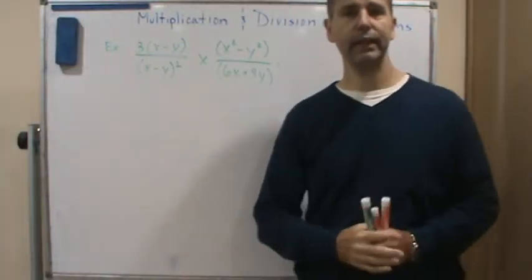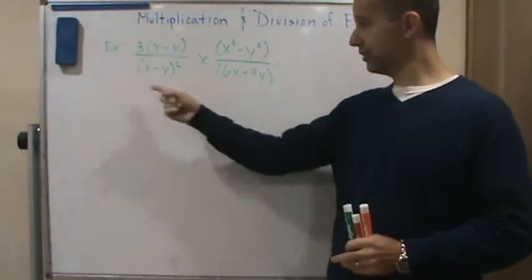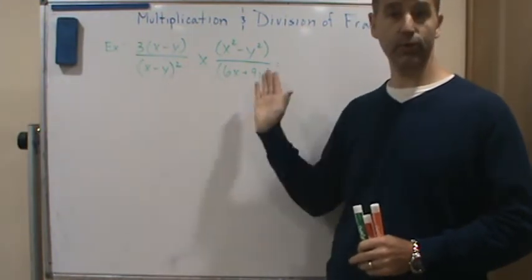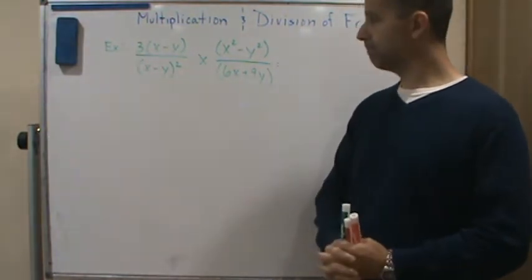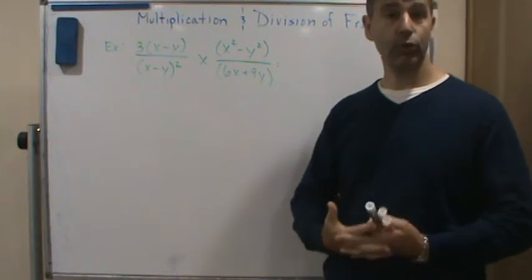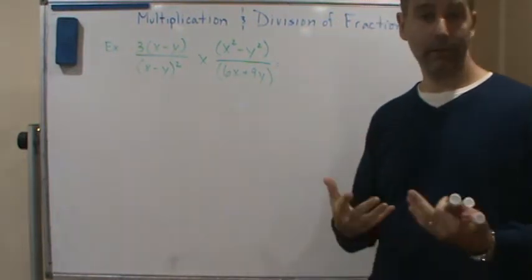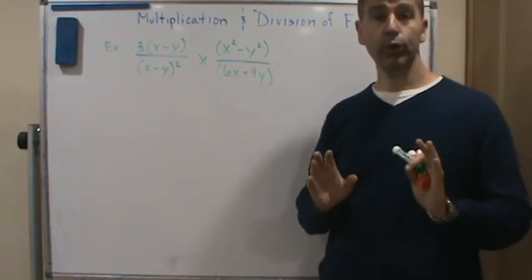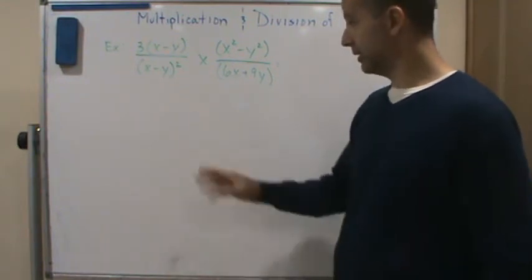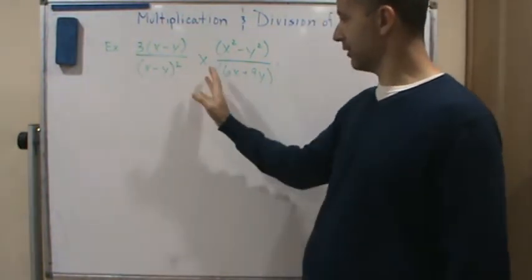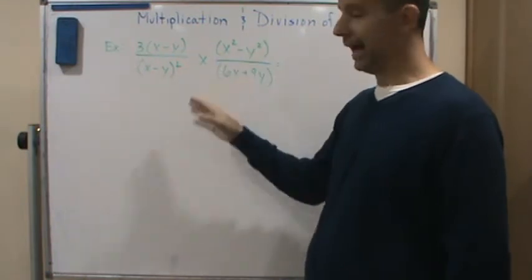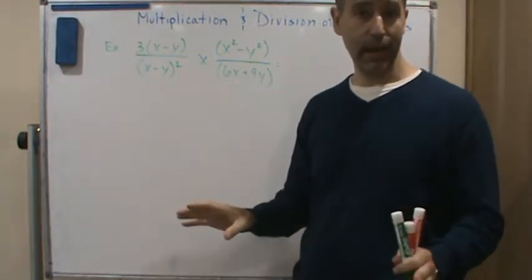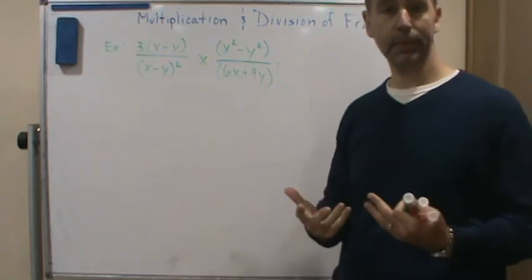Okay, so now in this example we're going to multiply these two rational expressions, these two fractions. And again, we want to write our final answer in simplest form. Okay, so how do we do that? Well, what you do not want to do is put these together and then expand everything out, because that's just going to look like a mess. So this is what we typically do.